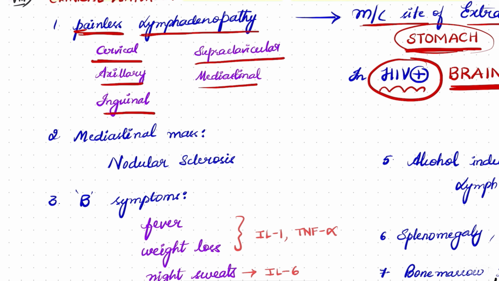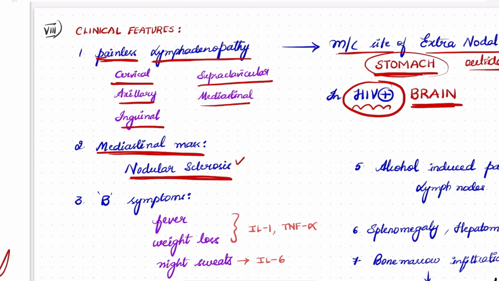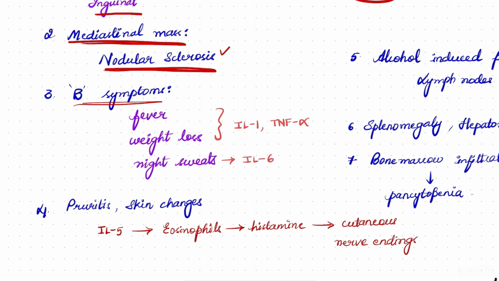After painless lymphadenopathy, another feature is the mediastinal mass, especially associated with nodular sclerosis. This I forgot to tell in the classification. Nodular sclerosis is associated with a mediastinal mass, and the patients most often present with B symptoms. These include three: fever, unintentional weight loss, and night sweats. Fever and weight loss are because of cytokines like interleukin 1 and tumor necrosis factor alpha. These both contribute to fever and weight loss. Night sweats are because of interleukin 6.